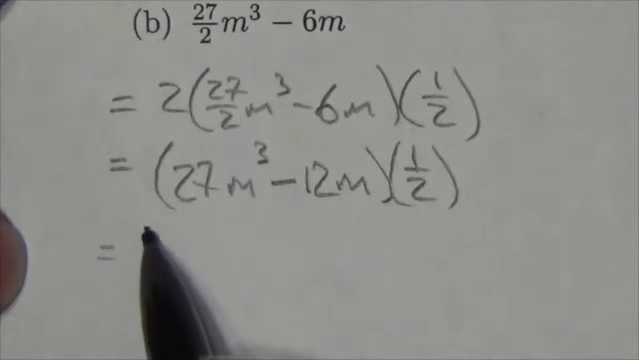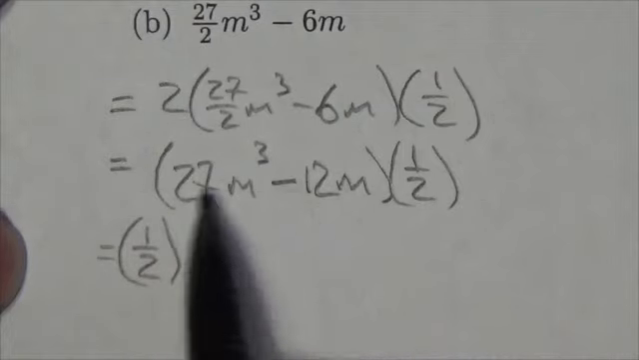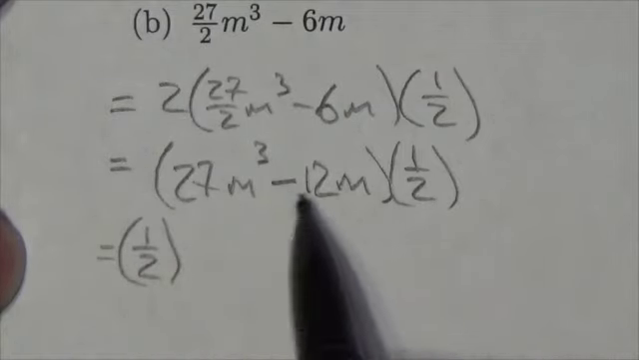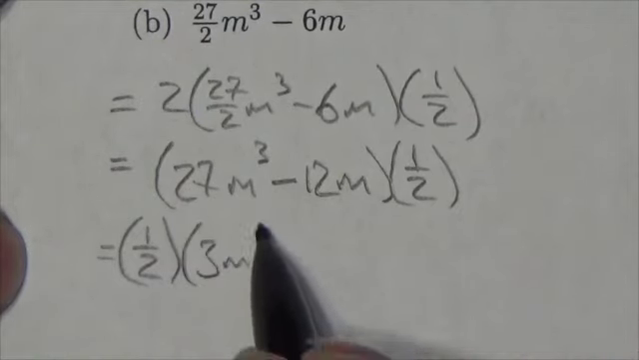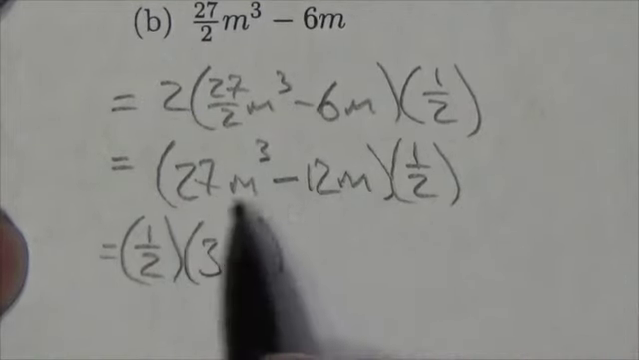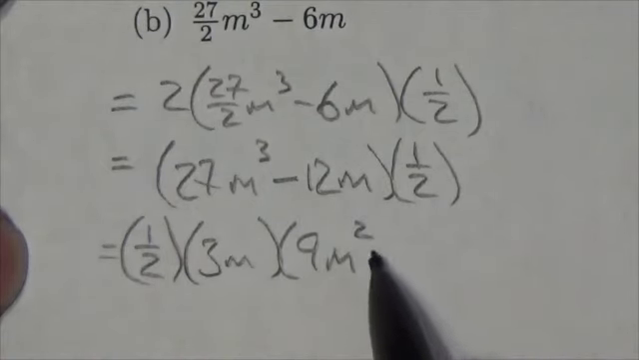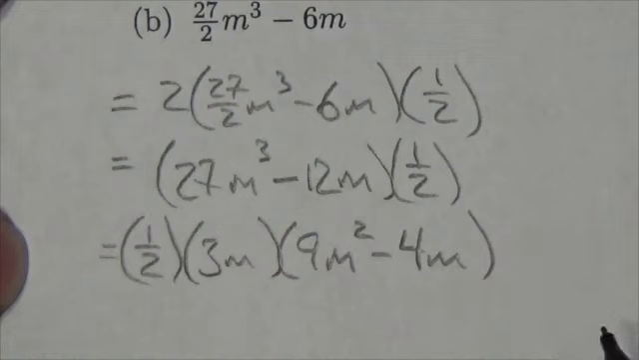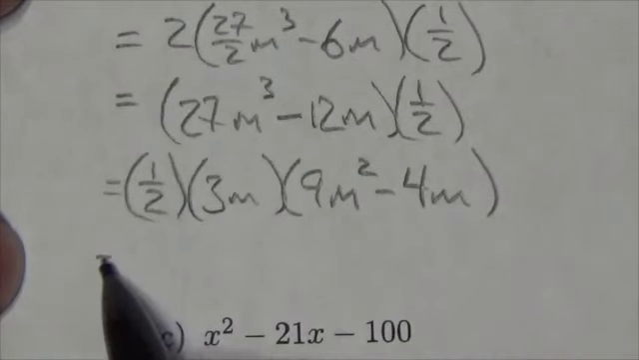Now I'm going to pull the 1/2 out front because it's probably easier to look at out here. And when I look at this expression right here, between 27m cubed and 12m, there's a common factor of 3m sitting there. If I pull out that 3m, I'm going to be left with 9m squared minus 4m. Okay, and notice that what I'm left with here is a difference of squares. And so I've got just a little bit more factoring to do.